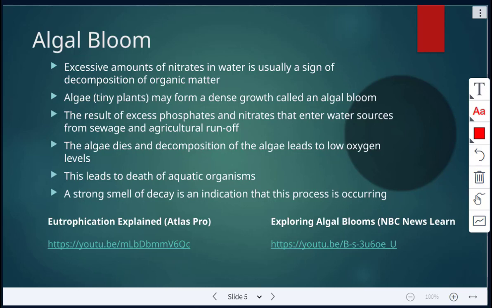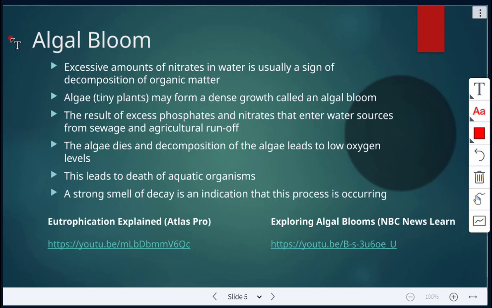There's something called an algal bloom. This is when excessive amounts of nitrates in water are showing a sign of decomposition of organic matter. Algae, these are tiny plants, form a dense growth called an algal bloom. It's the result of excess phosphates and nitrates entering water sources from sewage and usually agricultural runoff.